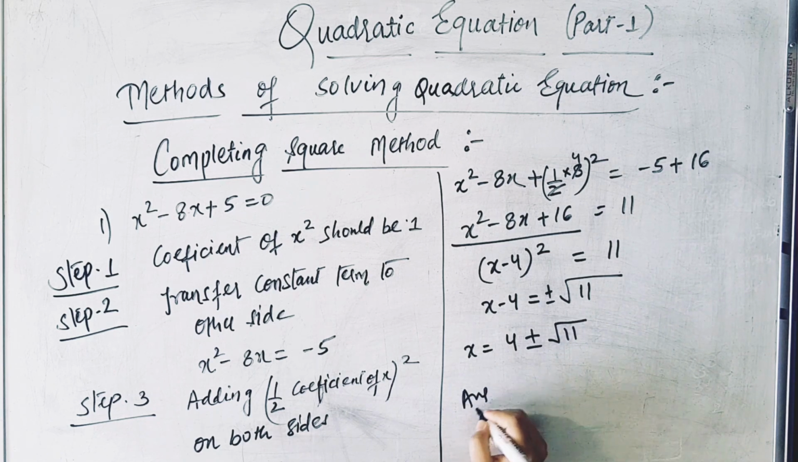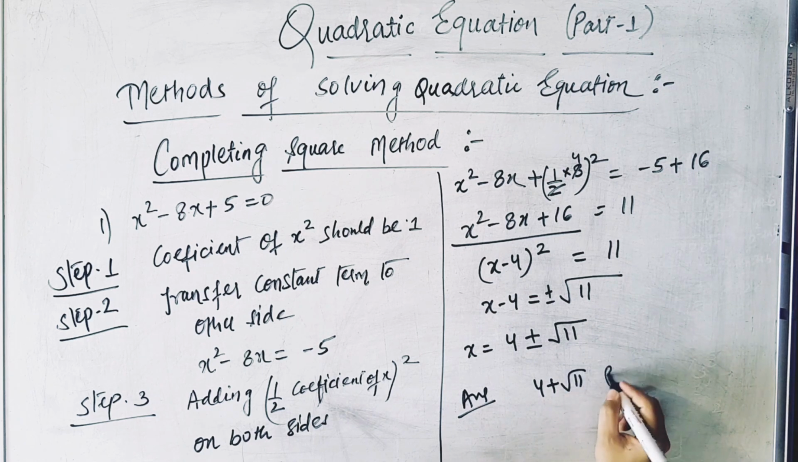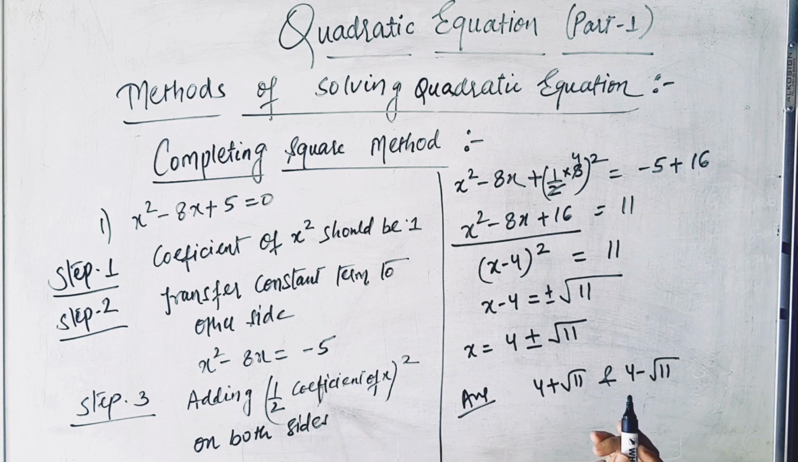So the answer will be 4 plus root 11 and 4 minus root 11. If we solve root 11, we'll get its value in decimals, but if we write root 11 itself, no problem in that. So this is the completing square method. Actually this method is not in the ICSE board, it's in the CBSE board, but you can see it for your reference and study it, so that if a question related to this comes in future, you can solve it.